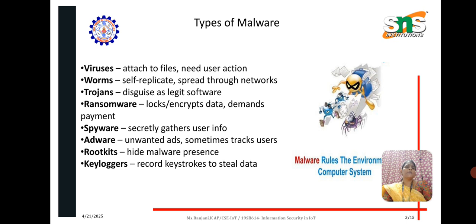Next, let us see the types of malware. The first type is the virus. A virus is attached to a file and needs user action. Worms self-replicate and spread through the network. These are the common worms which we see in day-to-day life. And a Trojan is something that appears as legitimate software but affects our system performance.